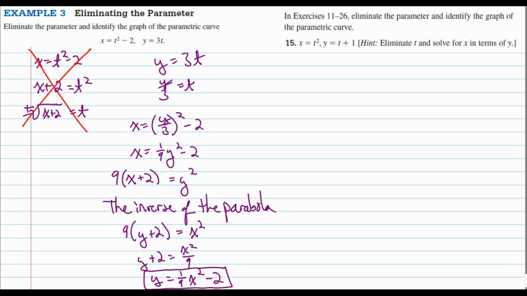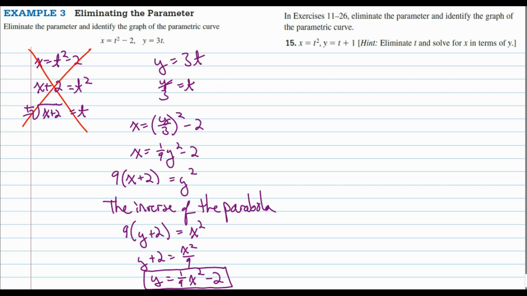So we have identified it as one particular function, just had to use the word inverse to explain the relationship. So it's the inverse of this parabola. The parabola y equals 1/9 x squared will open up. This parabola opens to the right.